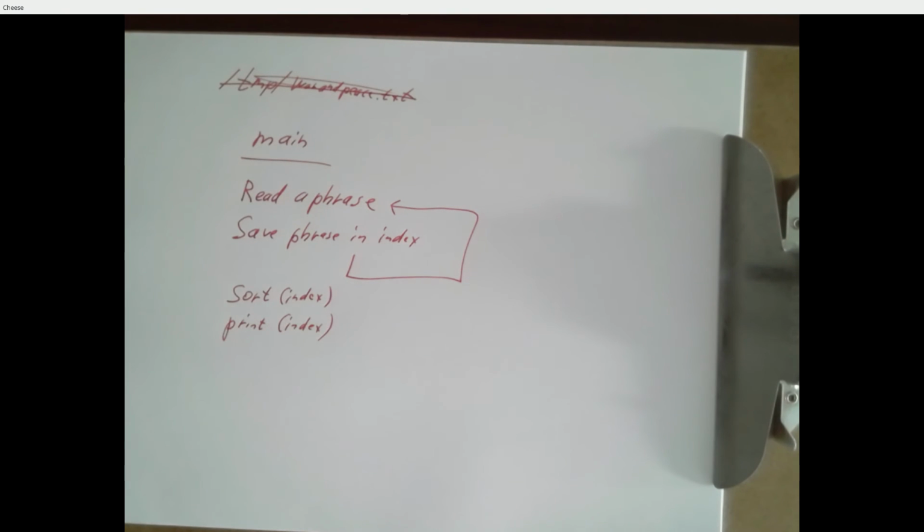So now I have to write 4 functions. One to read a phrase, one to save a phrase, one to sort my index, one to print my index. And I don't even have to write code for this first, right? I might decide I'm just going to work on my reading a phrase code. And how do we read a phrase?